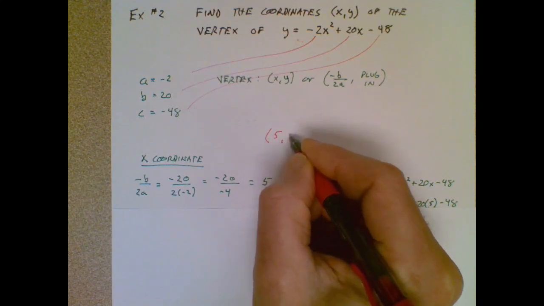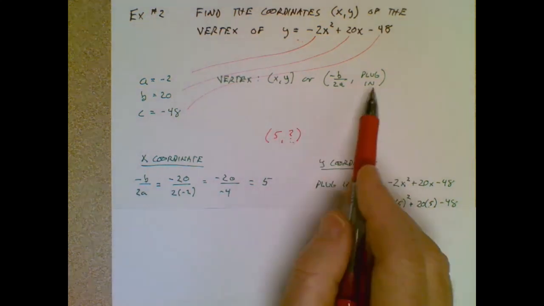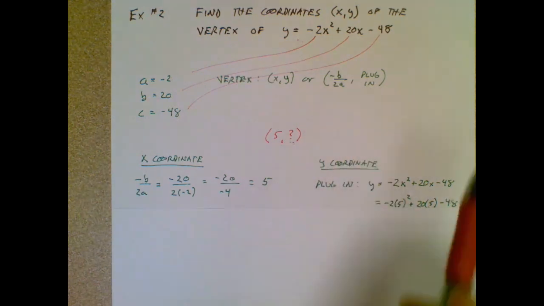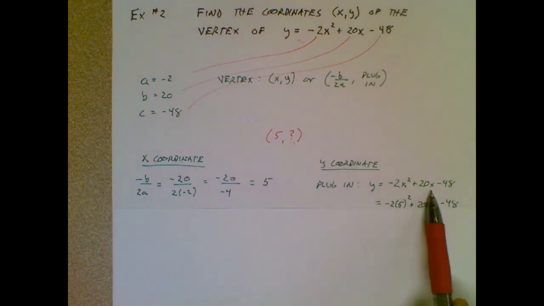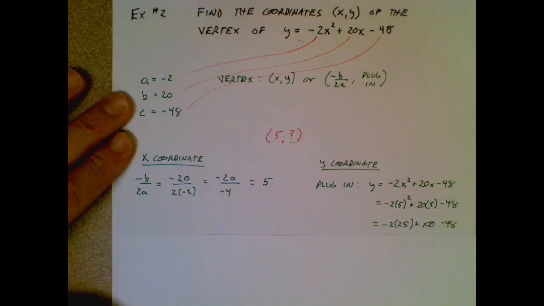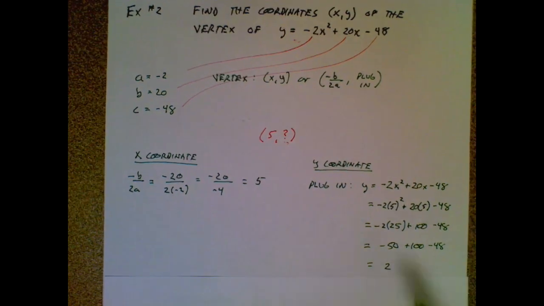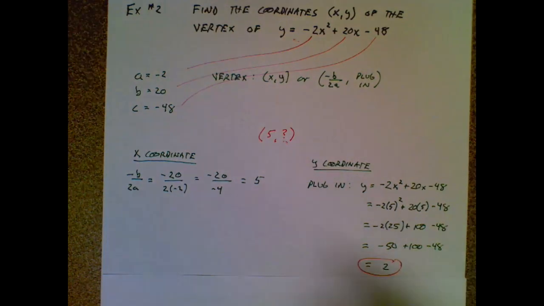So I know the x-coordinate, but I just don't know what the y-coordinate is going to be. But that says go ahead and plug in. So I take my original equation, and everywhere that I see an x, I plug in a 5 because I've already figured out that the x-coordinate is 5. Beautiful Princess PEMDAS and I go through the math over here, and eventually we come up with a 2, which means now I know a y-coordinate and an x-coordinate.